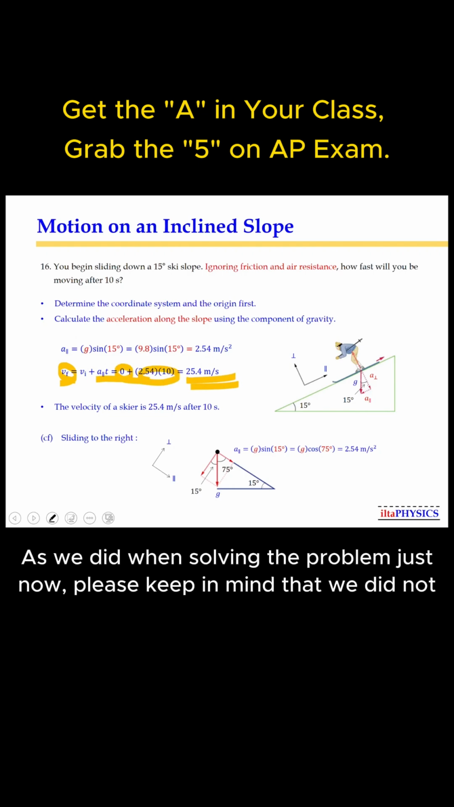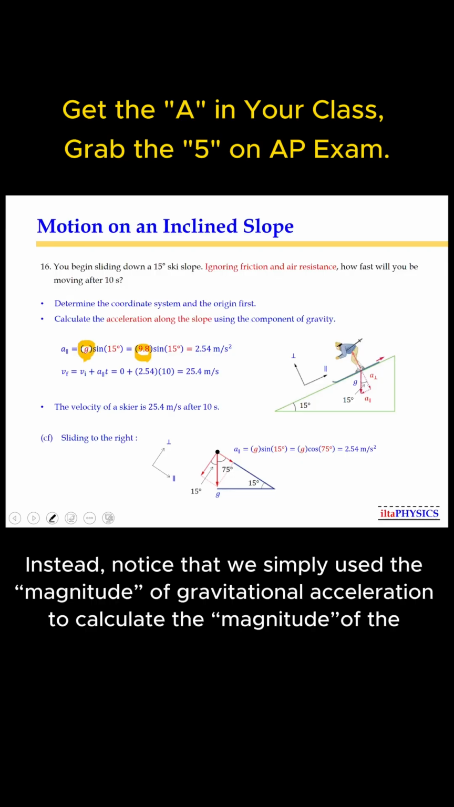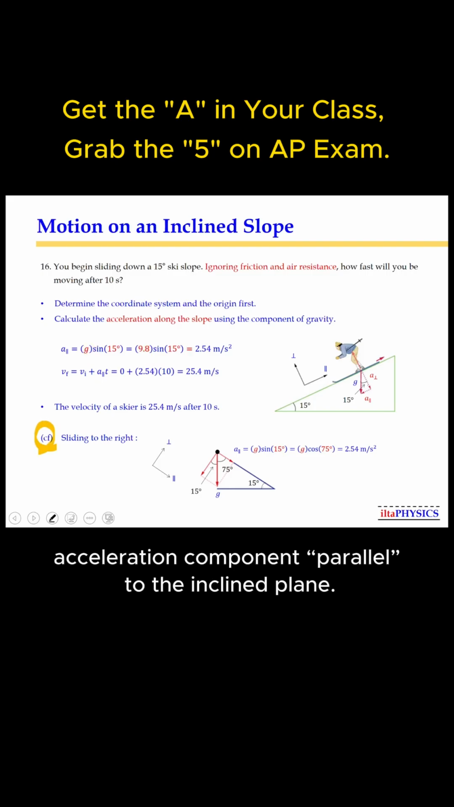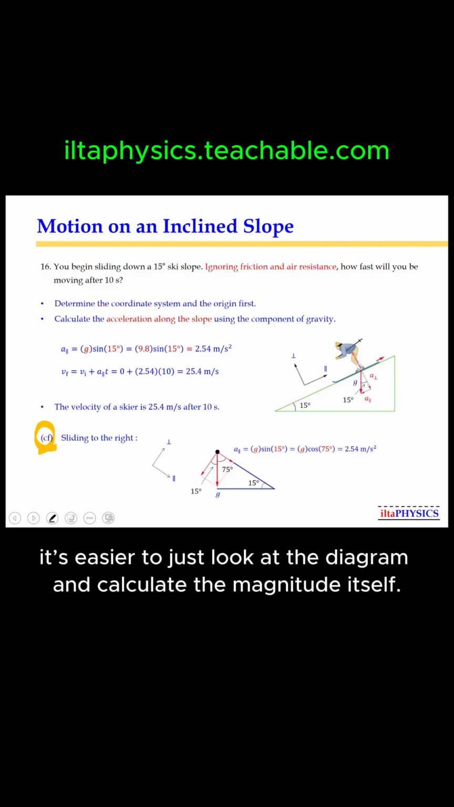As we did when solving the problem just now, please keep in mind that we did not use negative values to account for the direction of gravitational acceleration or the object's motion. Instead, notice that we simply use the magnitude of gravitational acceleration to calculate the magnitude of the acceleration component parallel to the inclined plane. To put it simply, because the coordinate system is tilted on an incline, it's easier to just look at the diagram and calculate the magnitude itself.